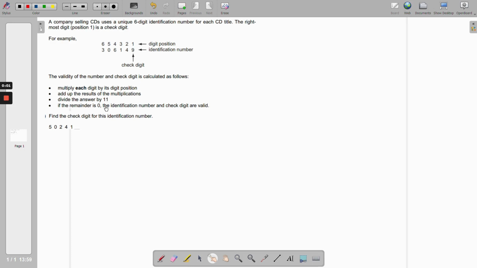Good morning. Today we are going to solve this question. A company selling CDs uses a unique 6-digit identification number for each CD title. The rightmost digit position is a check digit. So that would be this particular digit.